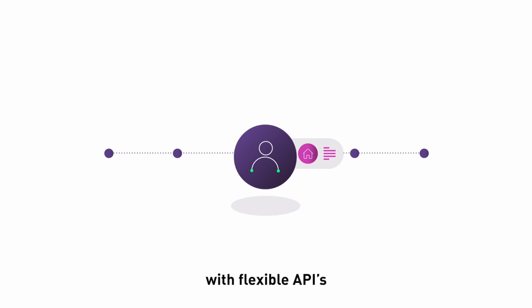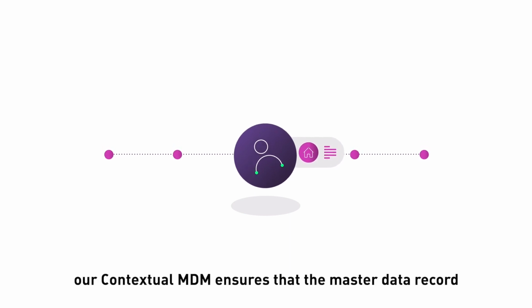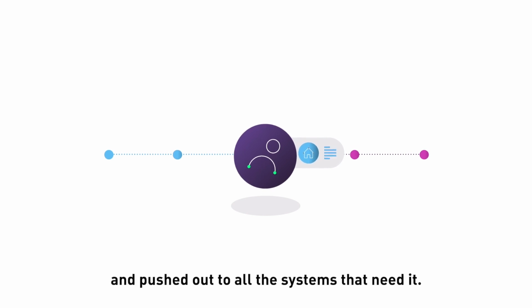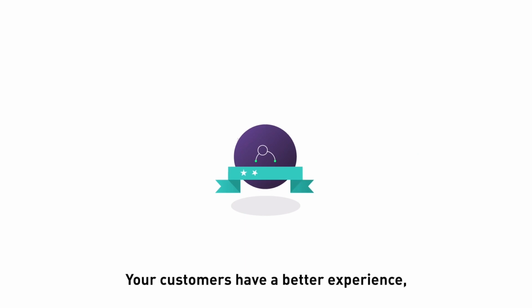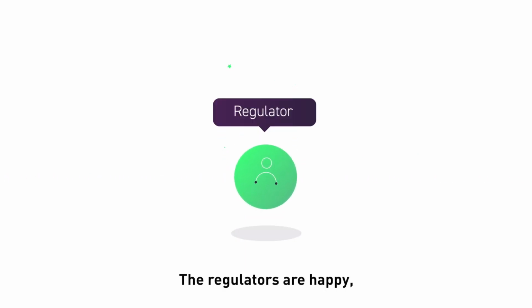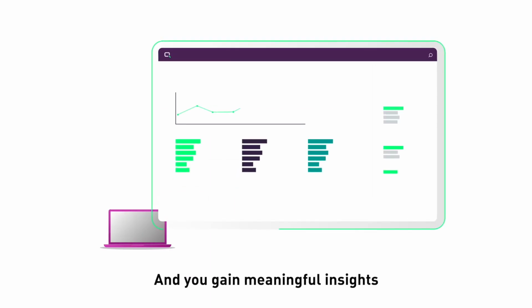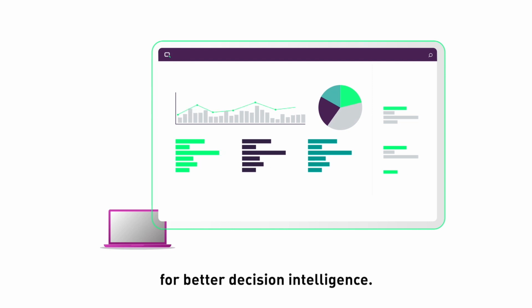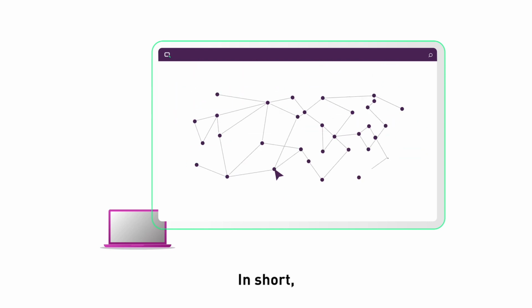With flexible APIs, our Contextual MDM ensures that the master data record is updated whenever there are changes and pushed out to all the systems that need it. Your customers have a better experience, the regulators are happy, and you gain meaningful insights to understand your data for better decision intelligence. In short, your data works for you.